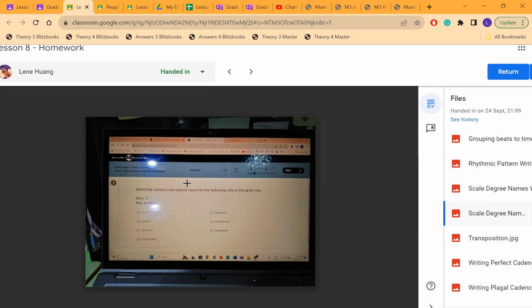This is how you're supposed to think when you do the question. For example, A major looks like this: A, B, C sharp... you think 1, 2, 3, 4, 5 is an E. E is 5. So that's kind of like the thinking process required for this problem.